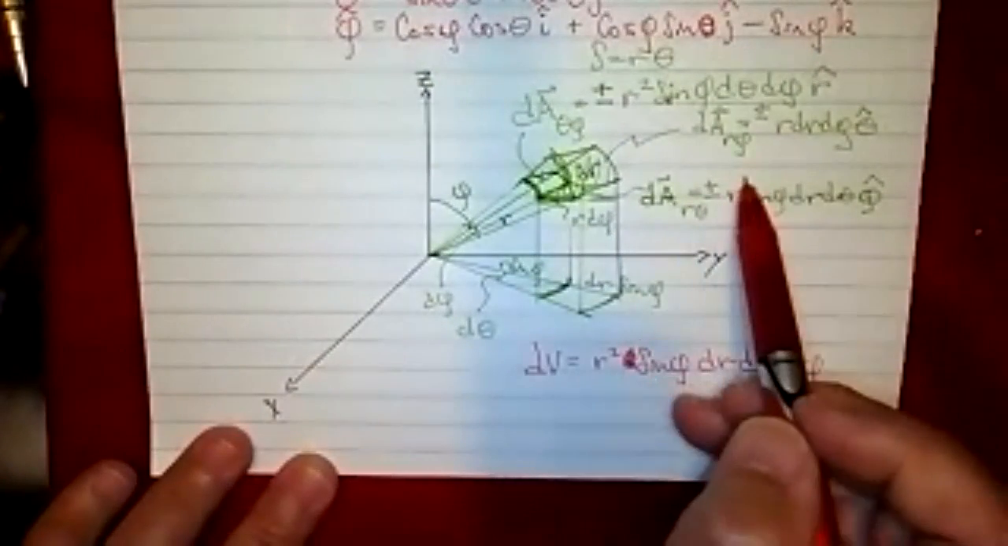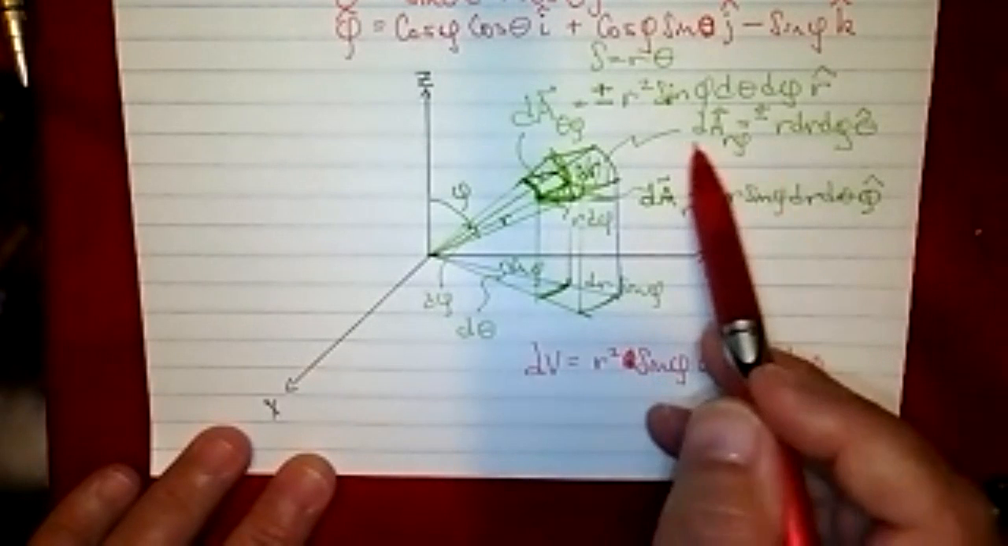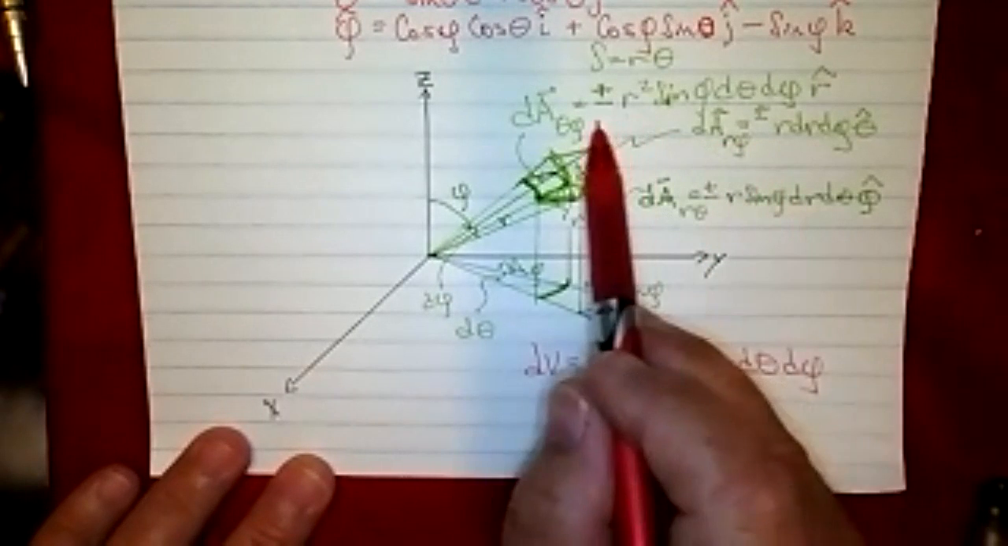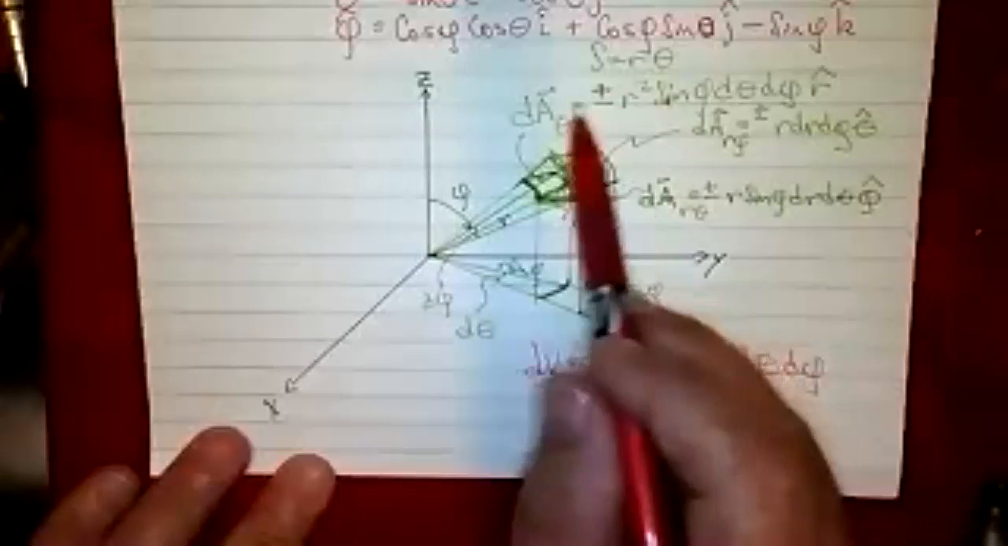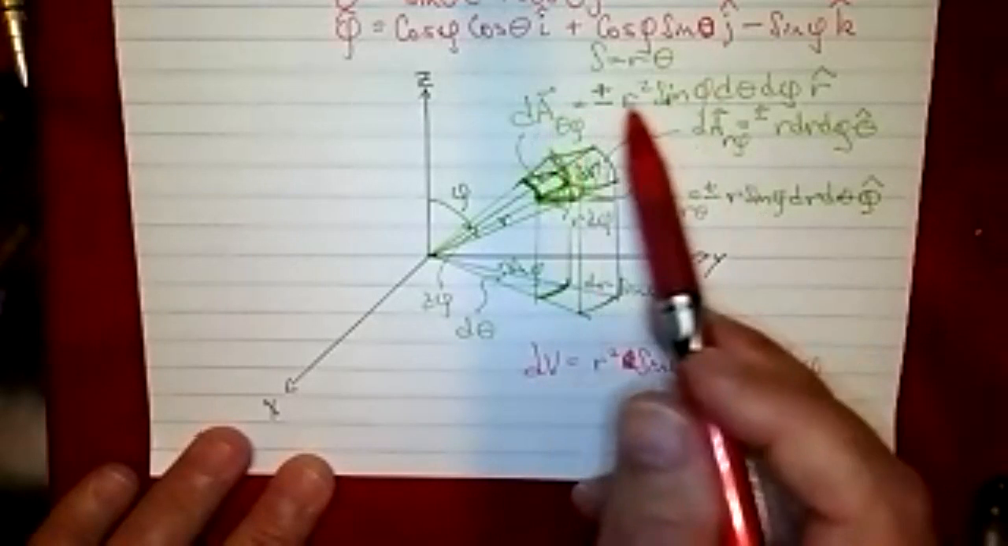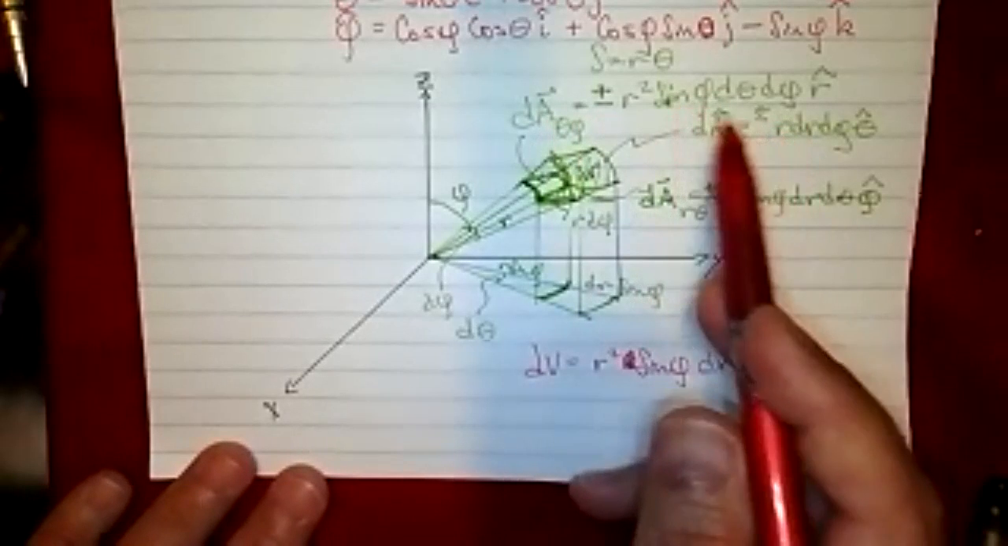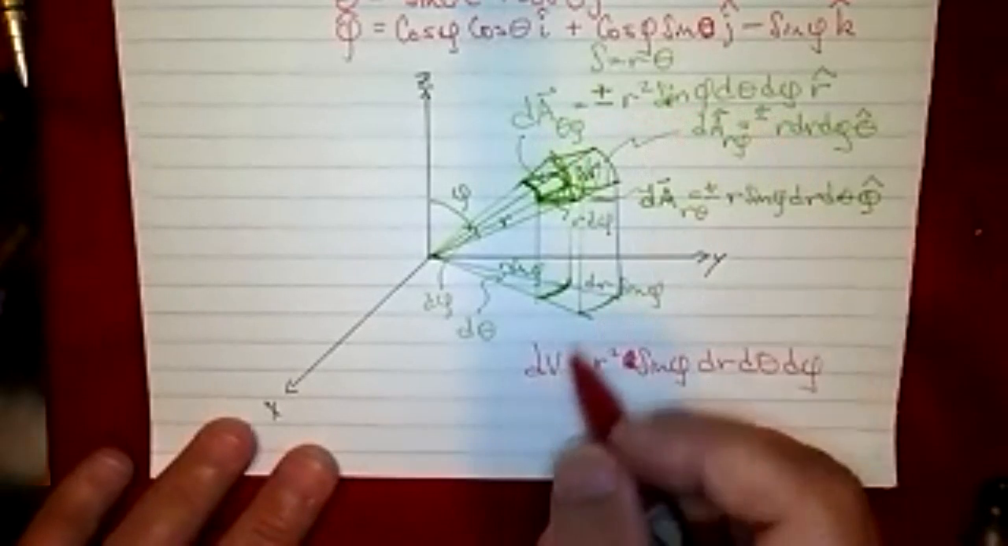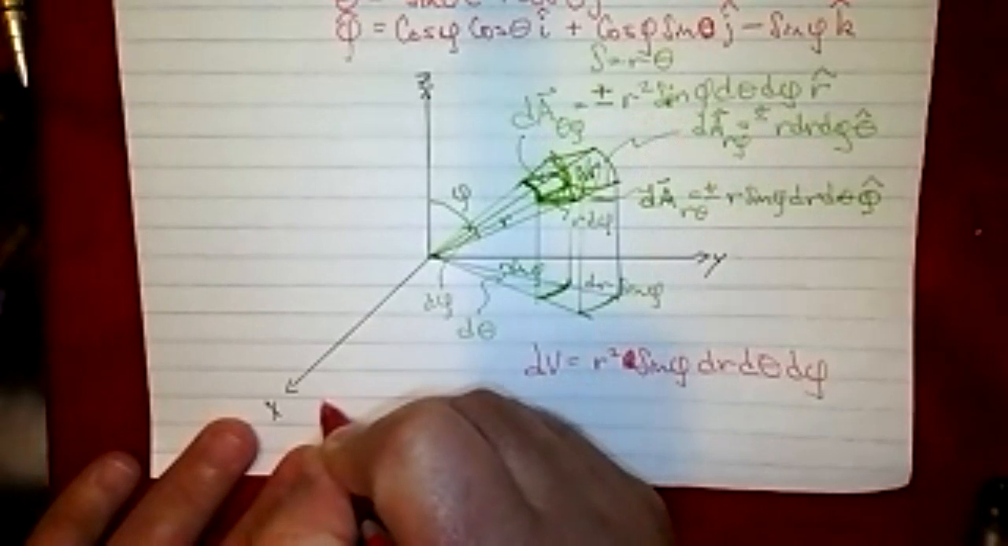You could use, for instance, this differential area element, that's the front area element. That's the one whose r hat is perpendicular to it. You can use that differential area element to find the surface area of a sphere as well. But I'm going to do the volume just to give it a little try.